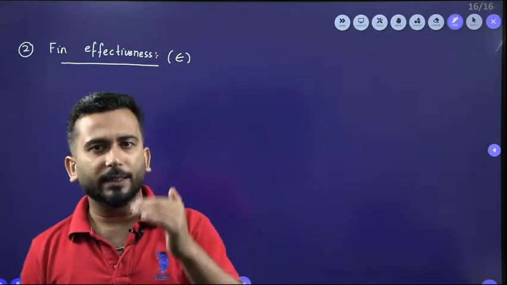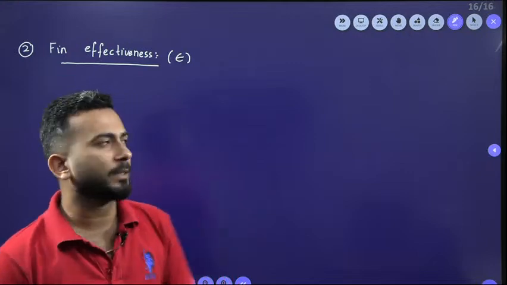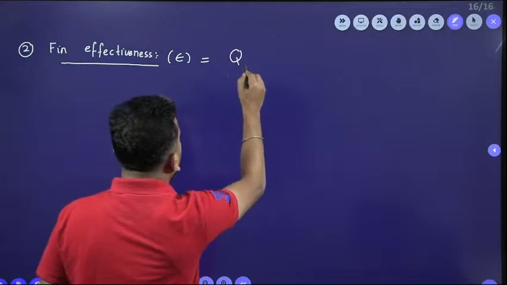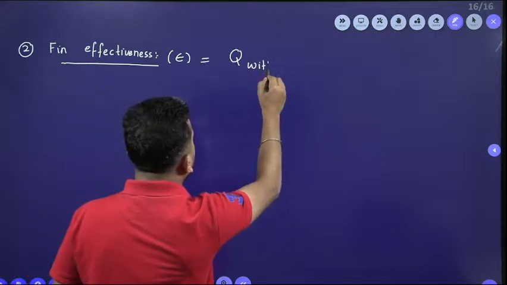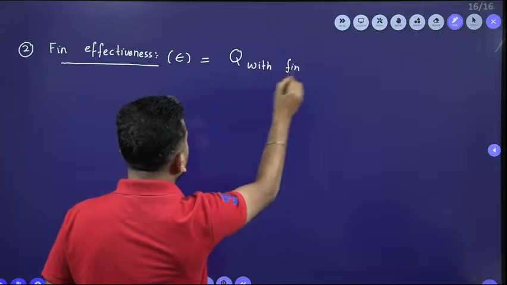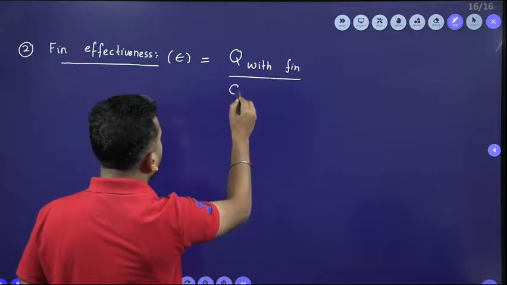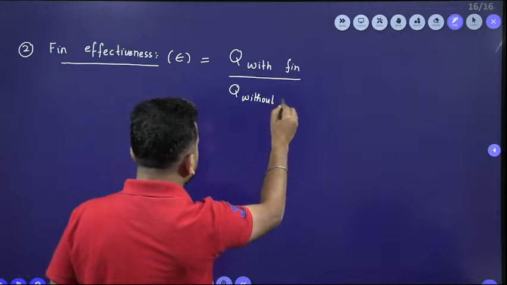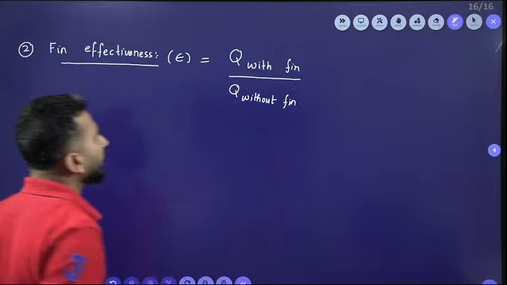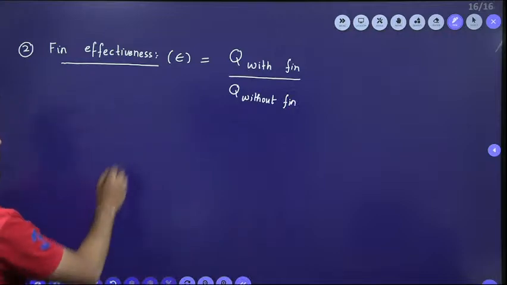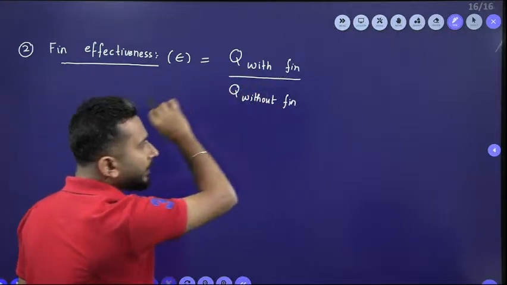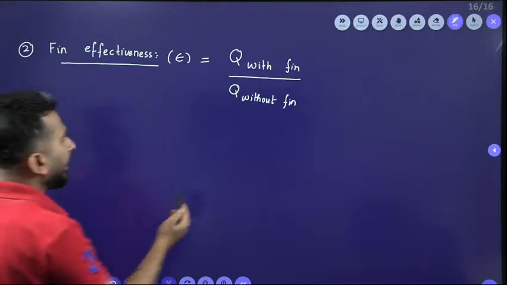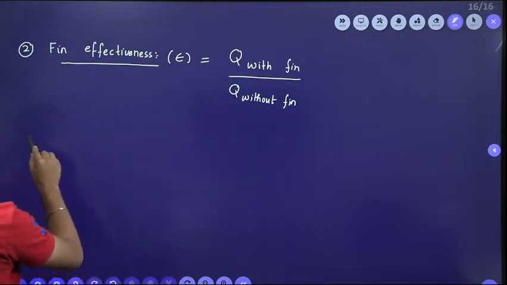So this ratio is known as effectiveness. What is effectiveness? The effectiveness is Q with fin divided by Q without fin. Q with fin, the heat transfer that we have already discussed, is the Q with fin. What is Q without fin? We will try to understand.